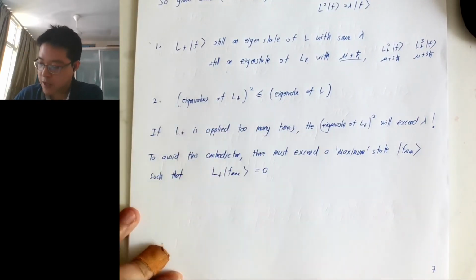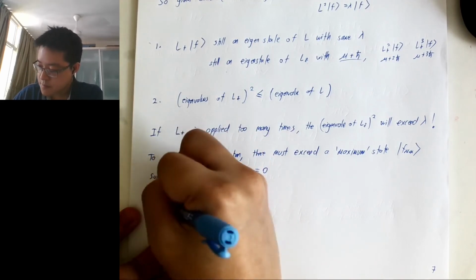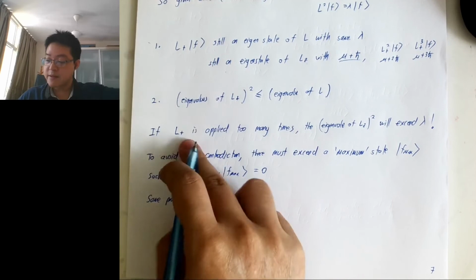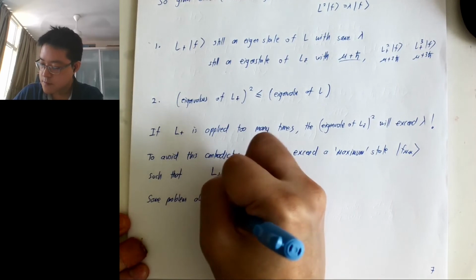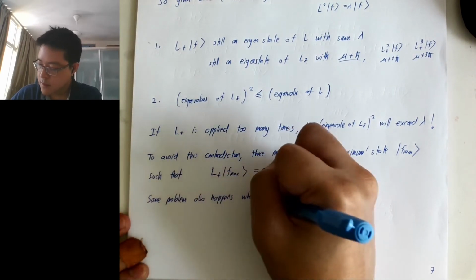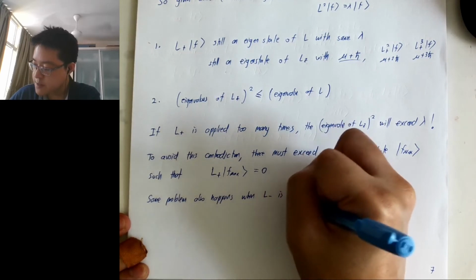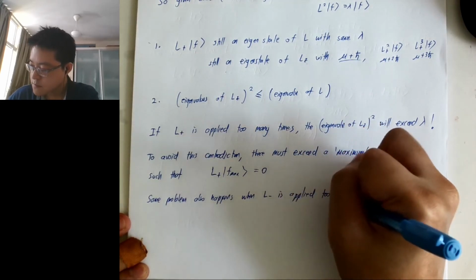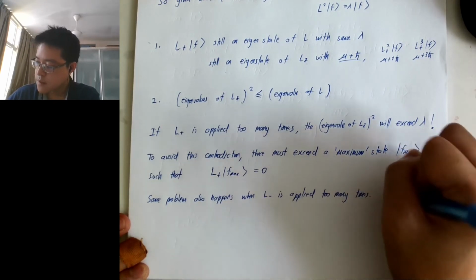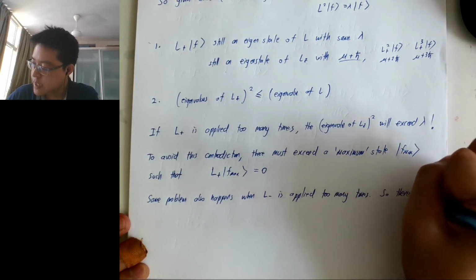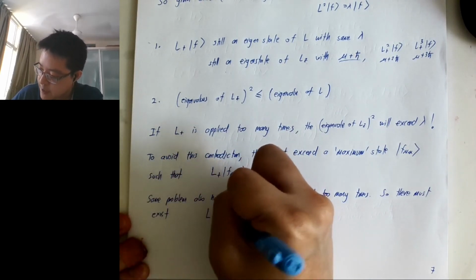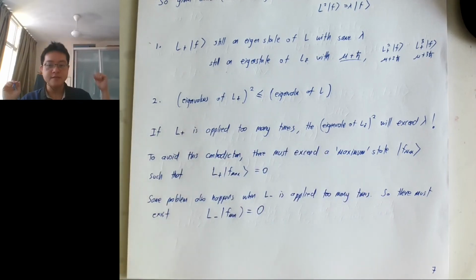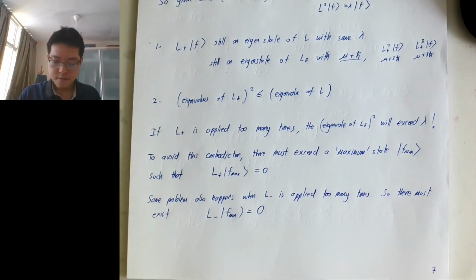So the same problem also happens when I apply L negative too many times. L is applied too many times. So there also must exist some state, a minimum state, such that if I want to decrease it anymore, you get a 0. Does that make sense? Do you agree?